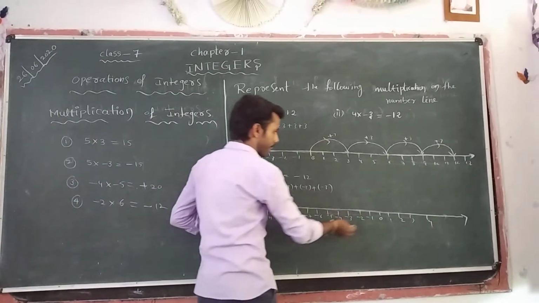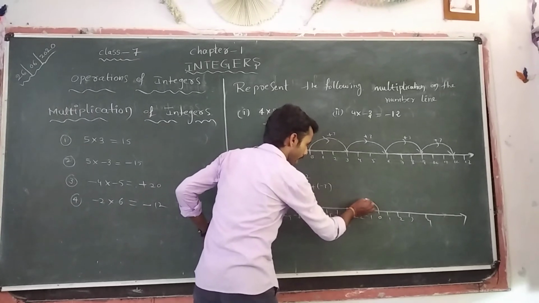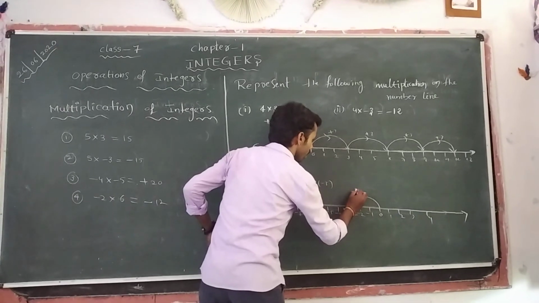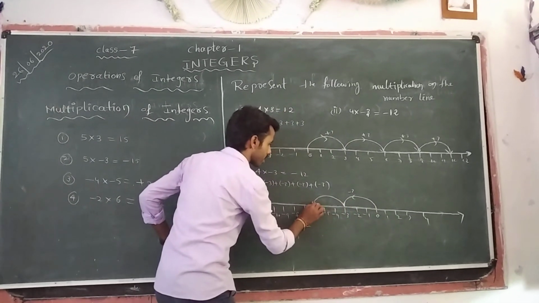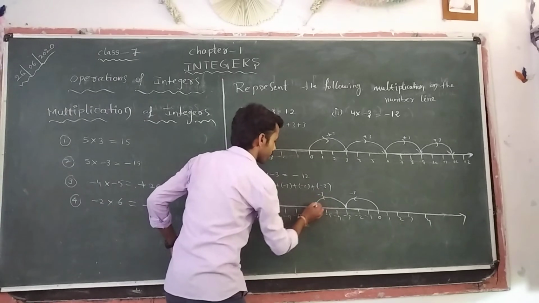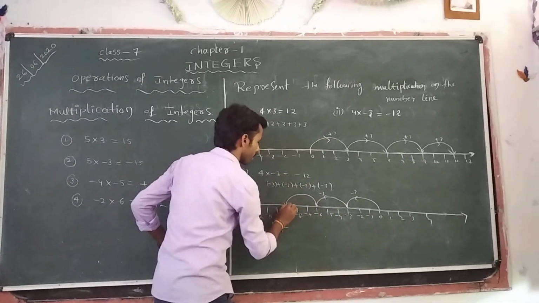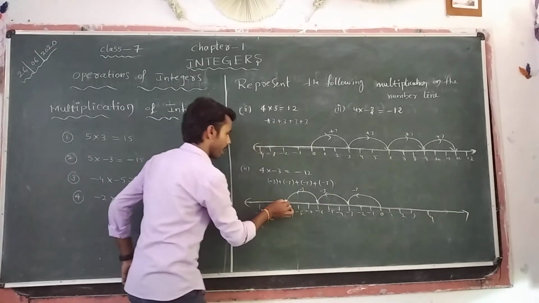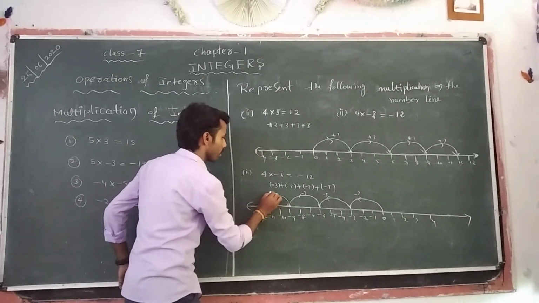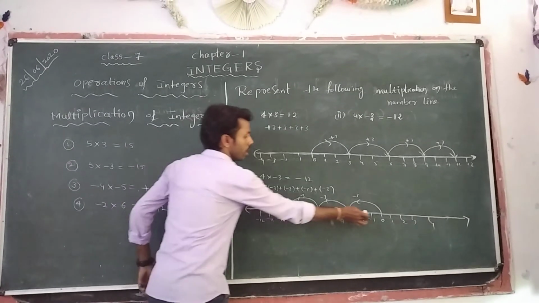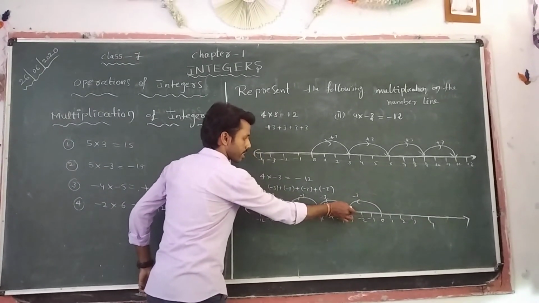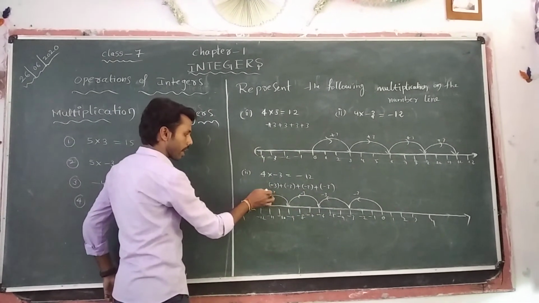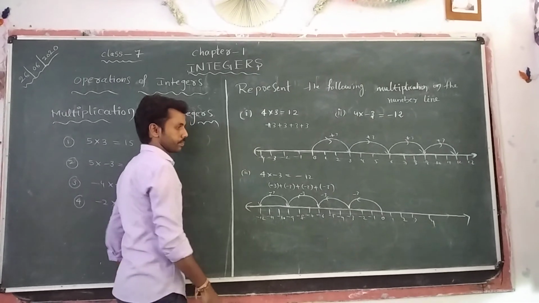Look at the left side of 0. First, 0 to minus 3. Then minus 3 to minus 6, minus 6 to minus 9, and minus 9 to minus 12. So 0 to minus 3, minus 3 minus 3 is minus 6, minus 6 minus 3 is minus 9, minus 9 minus 3 is minus 12.